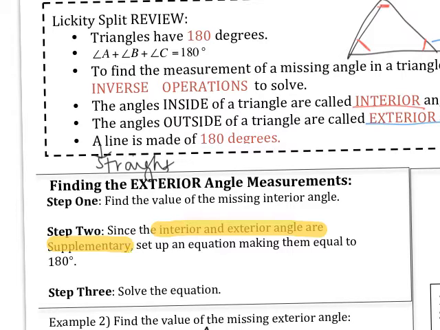Okay, and I should put a little note here. Okay, the adjacent angles. So for example, this angle and then this angle here, they're supplementary. They add to 180. Okay. Step 3, solve the equation.